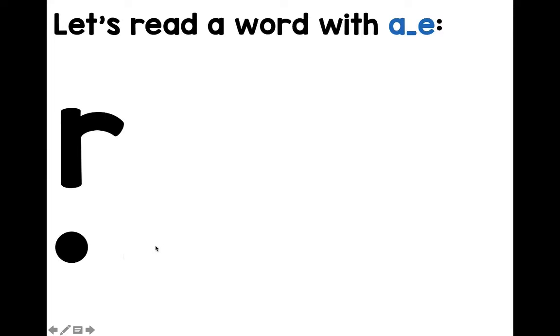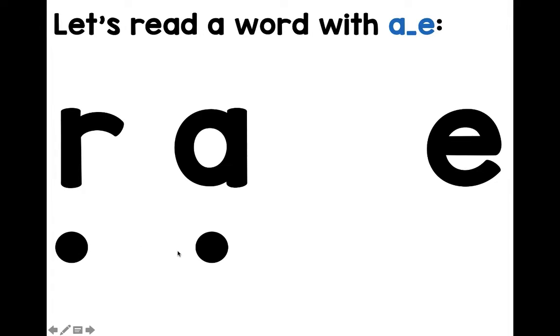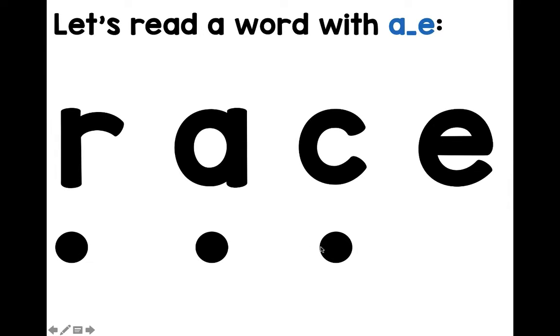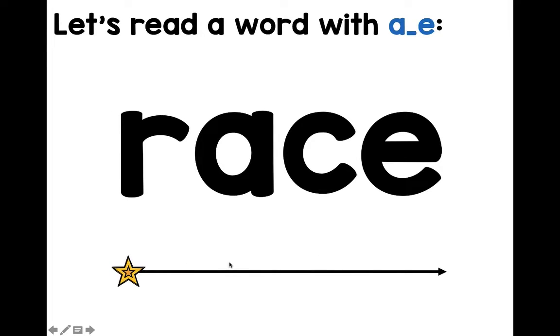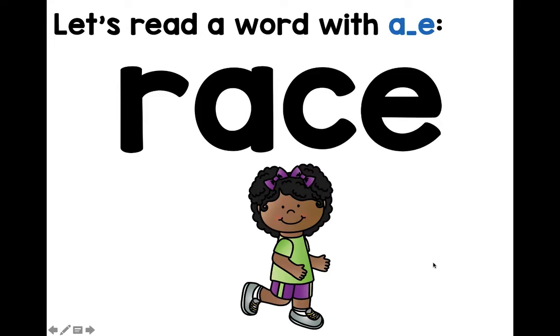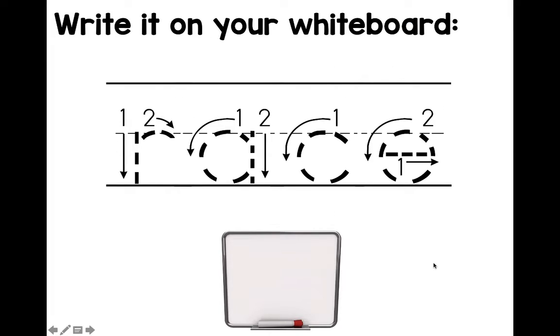Next one, R, A, S, race. Like somebody running a race. Trace the letters, then write it on your whiteboard. Again, you can pause this tape and this recording anytime and for as long as you need to.